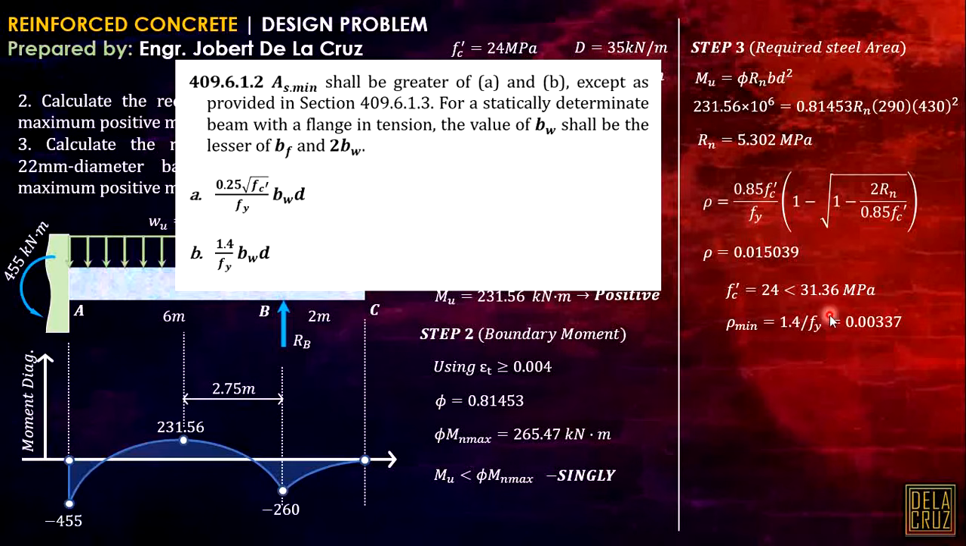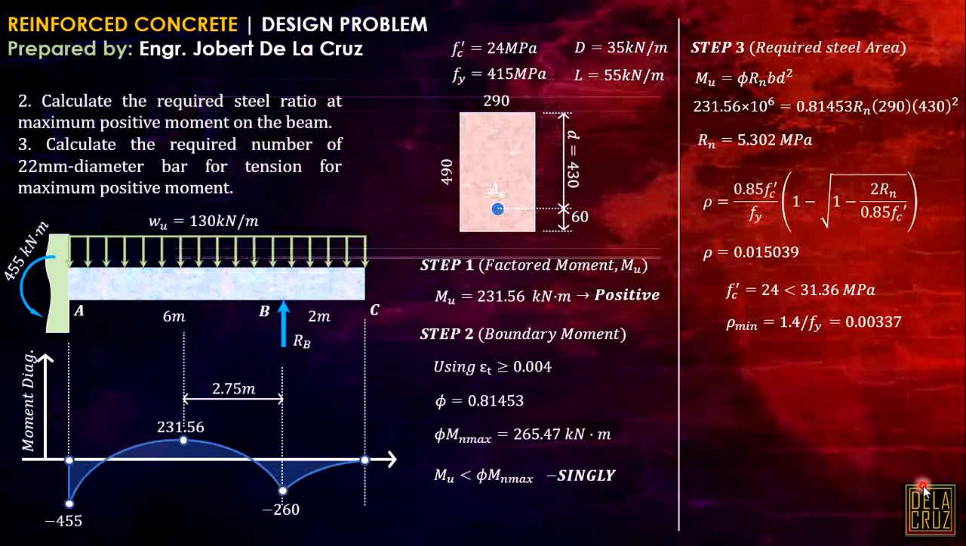Okay, well, as we can see, our required steel ratio rho did not go below rho minimum. Okay, in that case, meaning we passed this code. We passed this code, and that should be the answer. Well, in that case, if our required steel ratio went below rho minimum, the rho we would use is the rho minimum. Okay, so this is the answer to number 2.